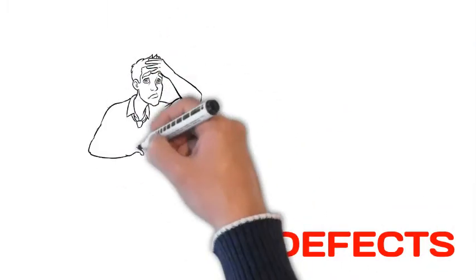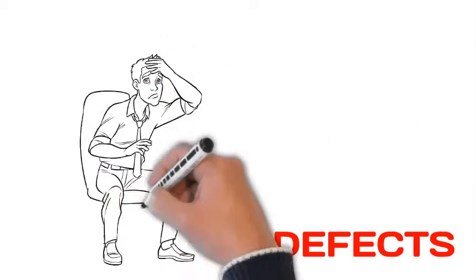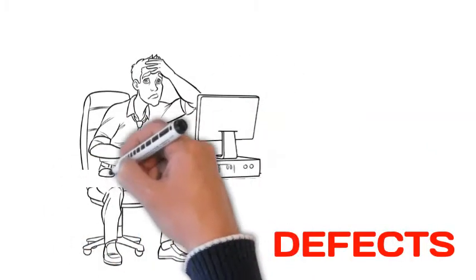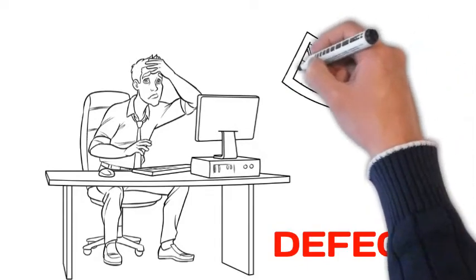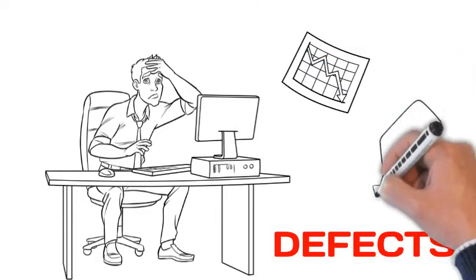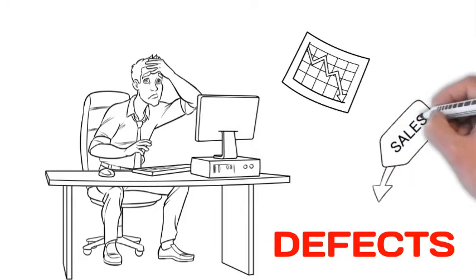The next letter is D for defects. When we don't do something right the first time, we spend time doing it over again, and that prevents us from adding value to the customer. If there's a mistake, it should be eliminated from the process through mistake-proofing techniques or poka-yoke.